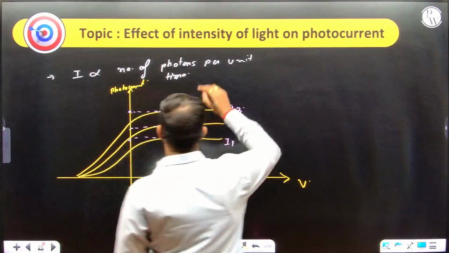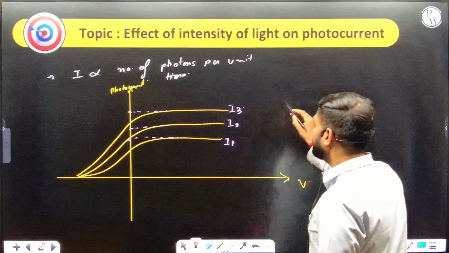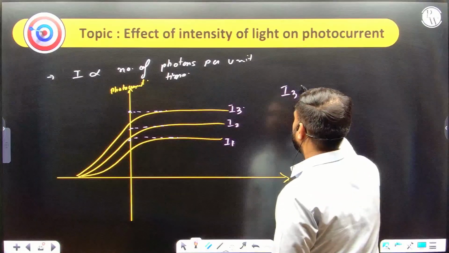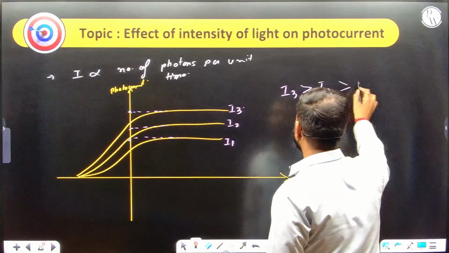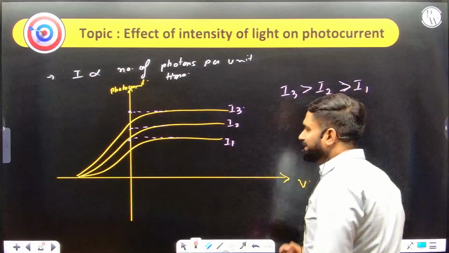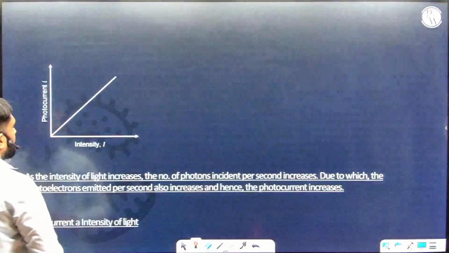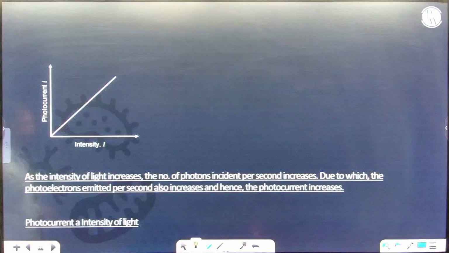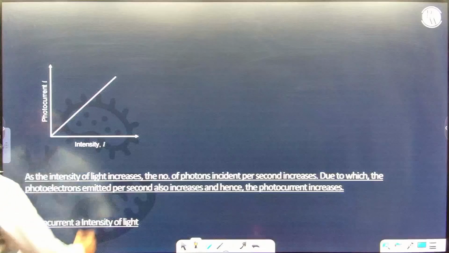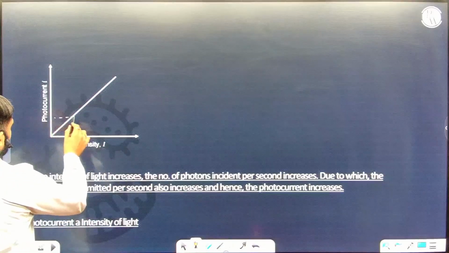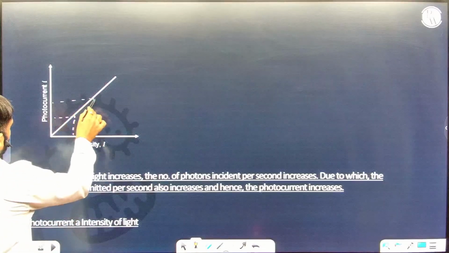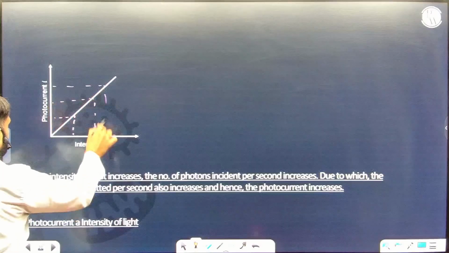That means it must have more number of photons per unit time. So I3 must be greater than I2, which must be greater than I1. This is how we can compare. Okay, let's move on further. Photocurrent I versus intensity, that's what they are saying, it's directly proportional. So intensity and the photocurrent are going to be directly proportional.